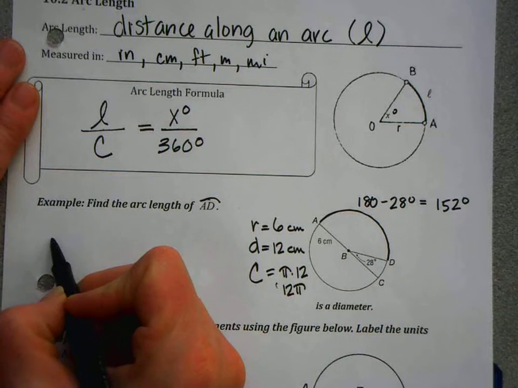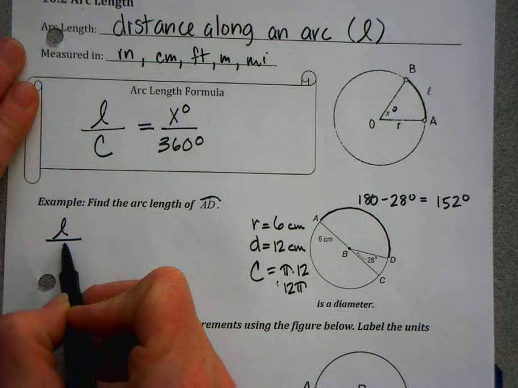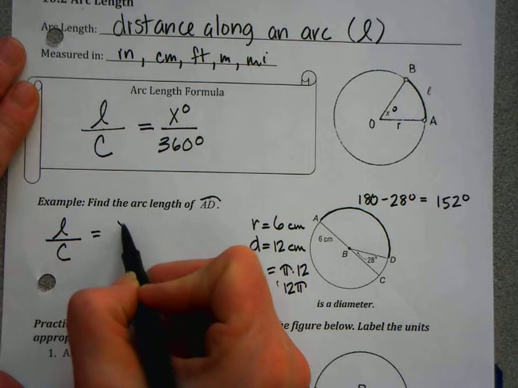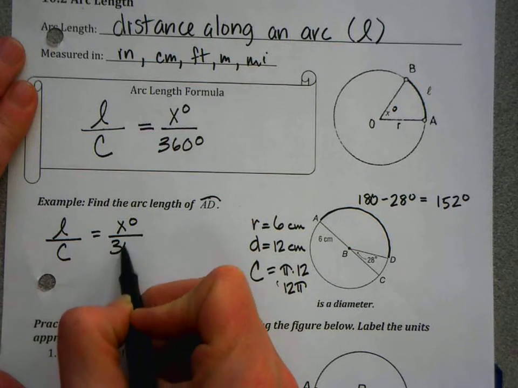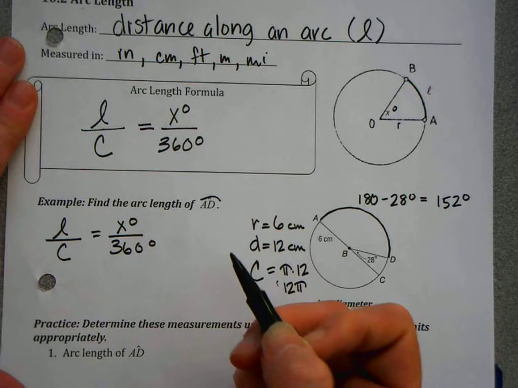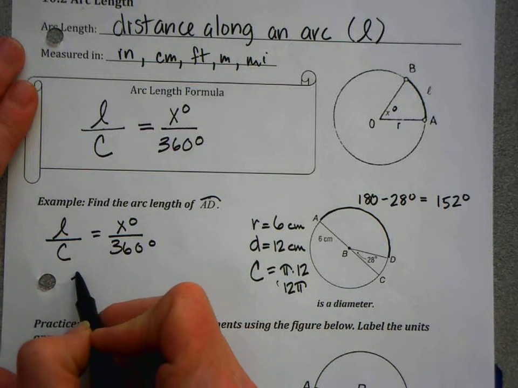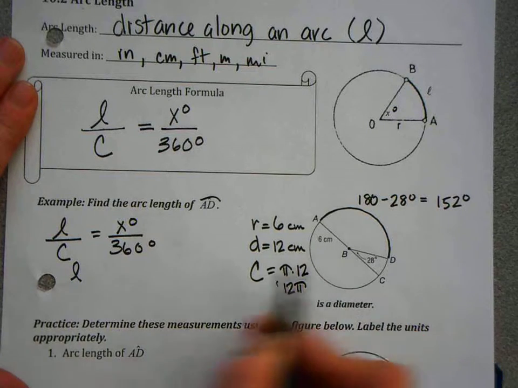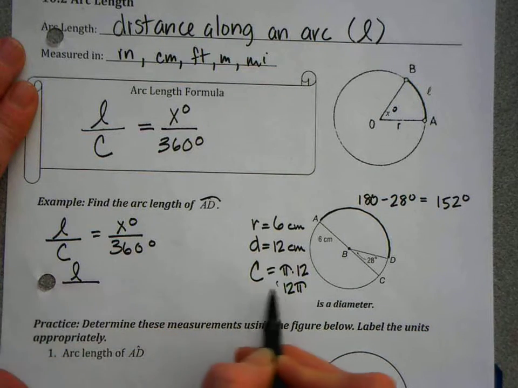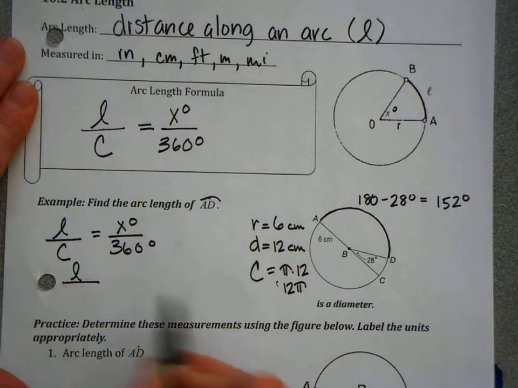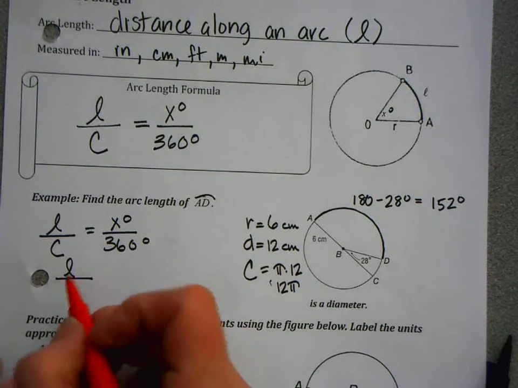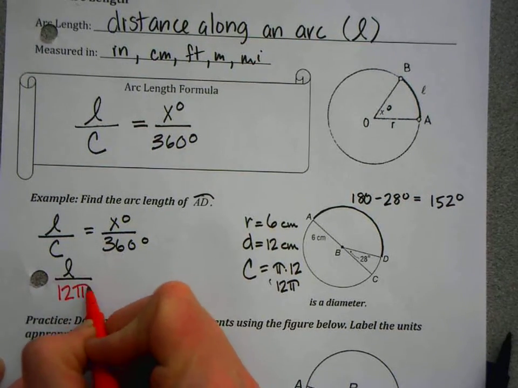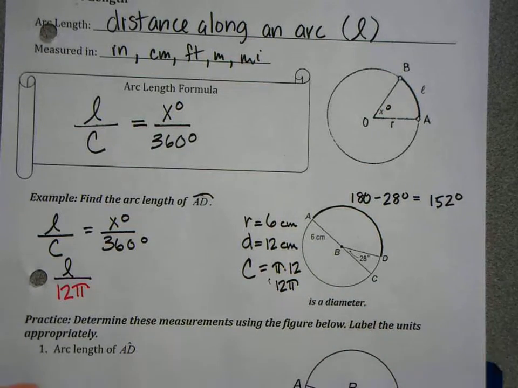So I say that the length over the circumference is equal to x over 360. The length, which I don't know, is what I'm trying to figure out, the arc length. But I do know the circumference of the circle. Let's put in the things we know in red: it is 12 pi. We knew that, and we substituted.